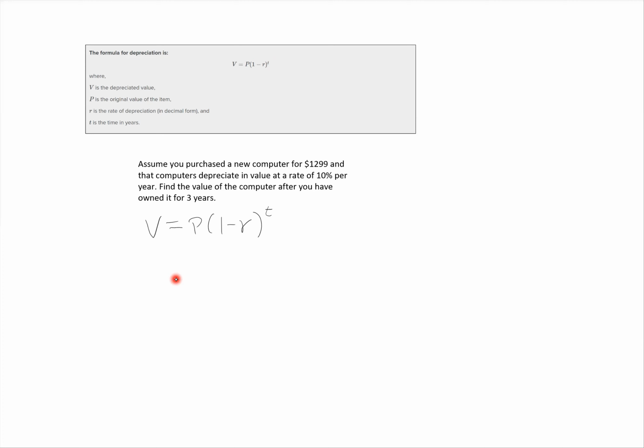and fill in the things that we know. So we don't know the depreciated value. That's our question mark, but we do know the original price of the item is $1,299. We do know the rate of depreciation is 10%, but we want to write that as a decimal, 0.10, and then the time in years is going to be 3. So I'm going to fill these in with what I know. $1,299 times (1 minus 0.10) raised to the t, raised to the third. We do know t is the third power.